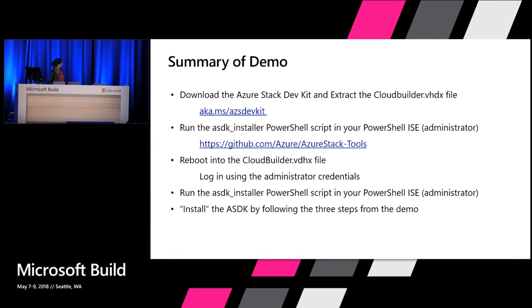This is a summary of our demo. Make sure that you download Azure Stack Development Kit and extract the cloud VHDX file. Those are the links, you can find them. Run the ASDK installer PowerShell module. The first time you run it, you have to prepare the host. That means you have to reboot your host into the cloud VHDX file. Now you log in with the administrator credential, rerun the same PowerShell module, and like I showed you before, you are able in just three clicks to install your Azure Stack Development Kit.